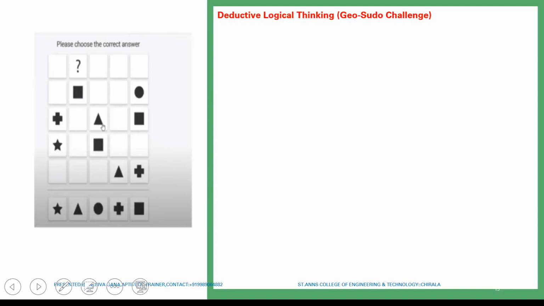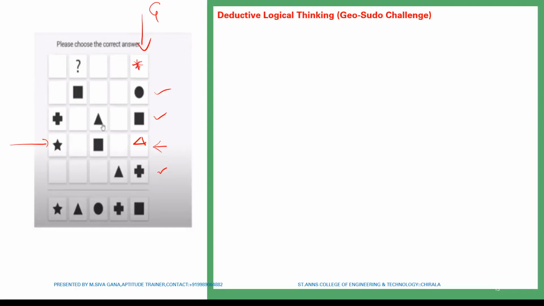Now this is a 5 by 5 grid. In this 5 by 5 grid, let us concentrate on this column. Here plus is there, rectangle is there, circle is there, and in this row already star is there. So here star is not possible. So it must be triangle here. If it is triangle, it must be star here.